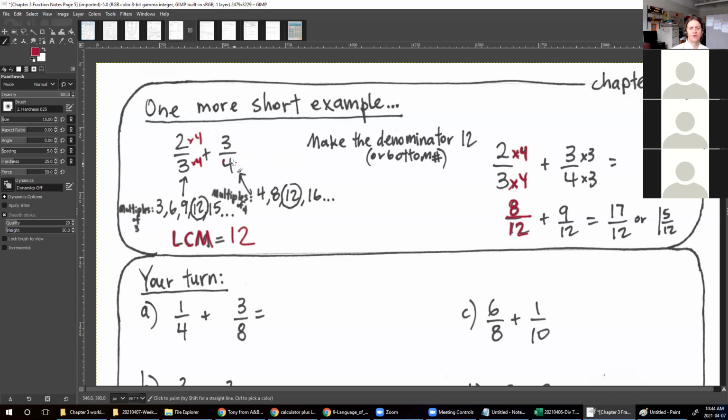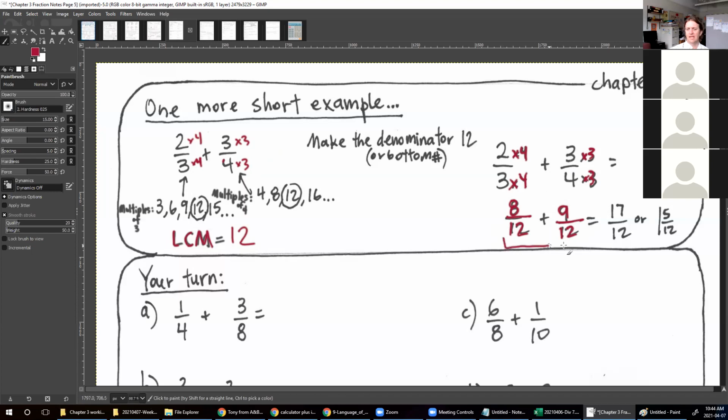And now we go to the 3/4. Well, I know that 4 times 3 would give me 12. So I have to multiply the top and the bottom by 3. So this is what I've done here. Sorry, 3 times 3 is 9 on the top, and 4 times 3 is 12 on the bottom.